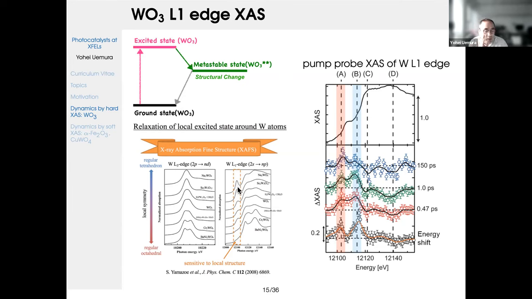So we focus on these peak intensities. Then we measure the tungsten L1-edge spectrum at SACLA. After the photo excitation, the photo-excited state can be reproduced by the energy shift of the ground state spectrum. That means that just after the photo excitation, just a shift of the spectrum happens. However, after 150 picoseconds, the ratio of these two peak intensities has changed.